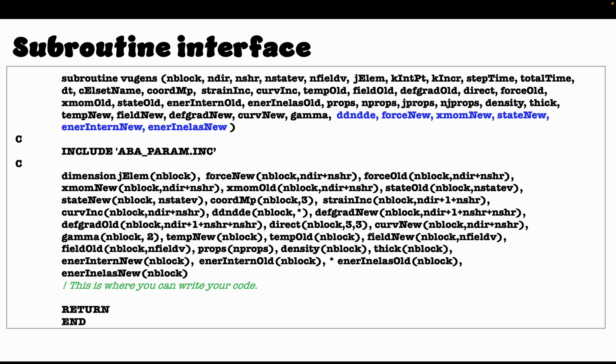There are other parameters also, such as state new, internal energy new, and inelastic energy new. Here in this example, we are just working with dd and de and force and moment. We don't modify and we do not compute the other parameters for the simple case that we have here. Next, there are the dimensions of these input variables, so we should not touch this. And in the green font that I wrote here, this is where you can write your own code to compute these input variables.